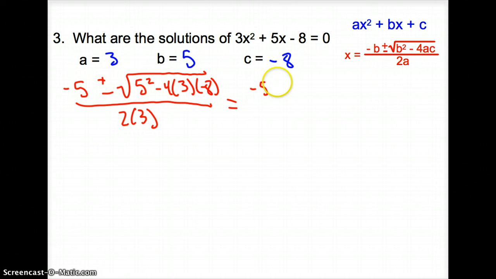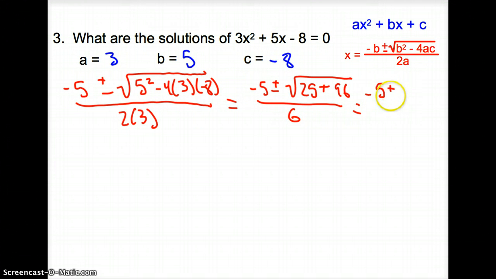We still have negative 5 plus minus the square root of 25. Now it's going to be a plus because a negative and a negative multiplied together give a positive. We multiply all this and get plus 96 all over 6. We simplify some more to get negative 5 plus minus the square root of 121 all over 6. What's the square root of 121? It is 11, so we get negative 5 plus minus 11 all over 6.